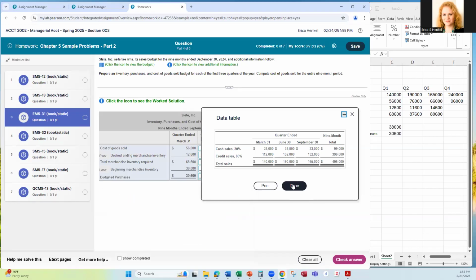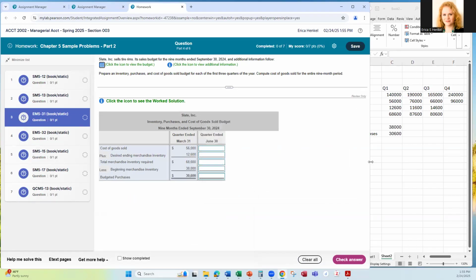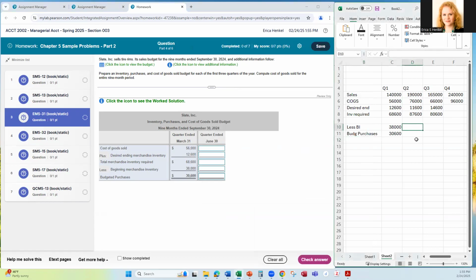Now I've done all of this math that we need. Our beginning inventory for quarter two is going to be the previous quarter's desired ending inventory, and that's going to be true of this also. Because I have this coded, I can just drag this right over here, and we now have everything that we need for this one as well. You can pause the video here to get these numbers. I'm not going to type them all in here. Well, actually I am, because we need the 9 months total here.